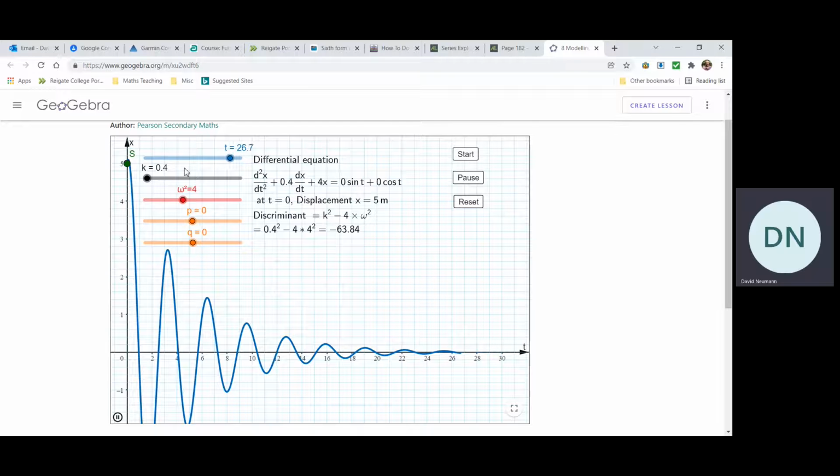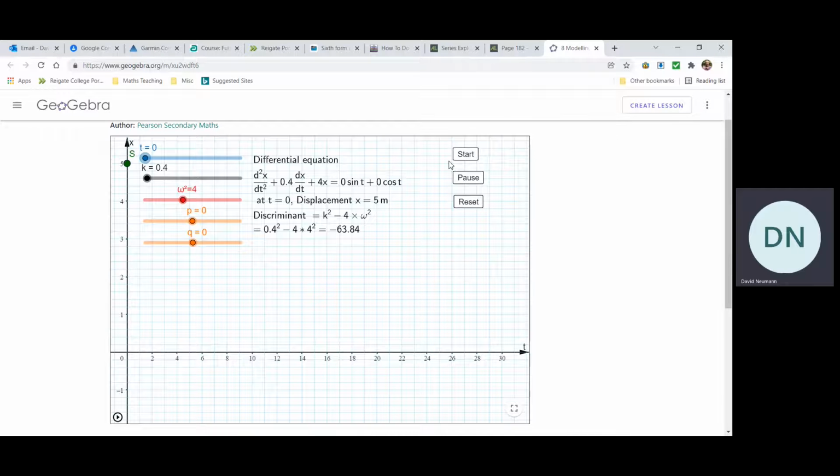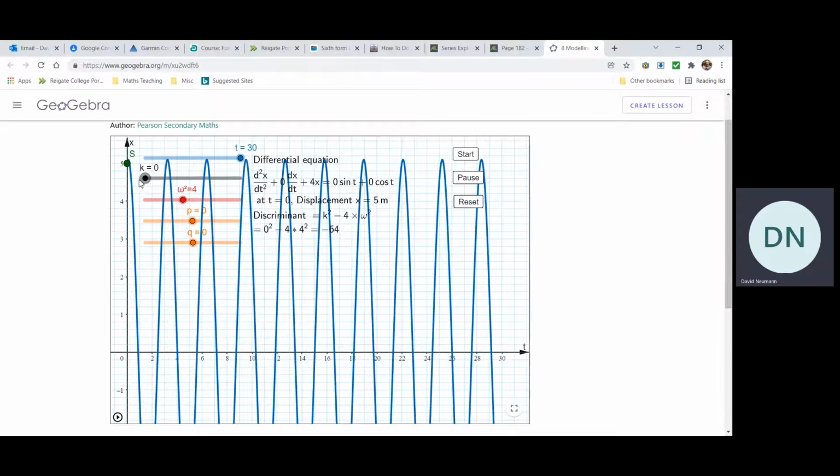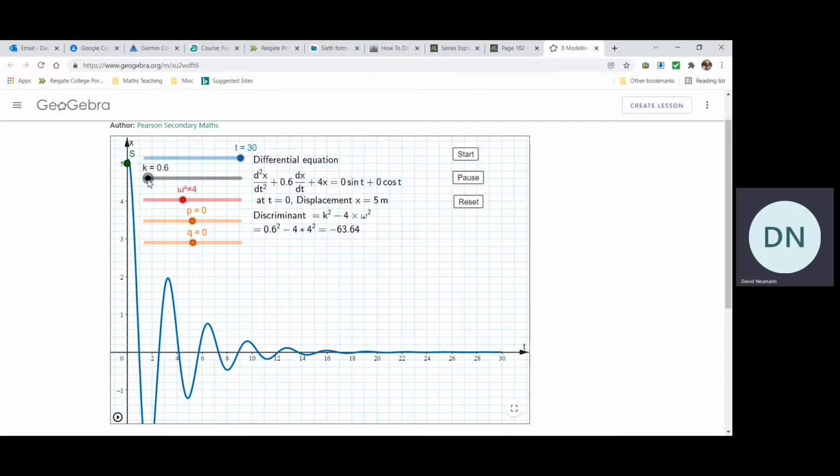So if I start this off, let's just go t equals 0, start it off. There's our particle. The displacement is being modeled on the vertical axis either side of a central point. So we're going to pause that now. If I reduce this, k is the coefficient of dx by dt. If I reduce that down to 0, then we just get our simple harmonic motion. So let's leave it at 0.4 for the moment.